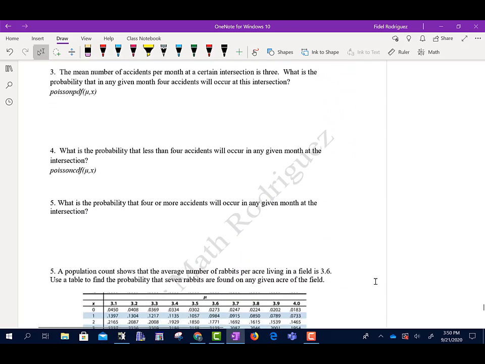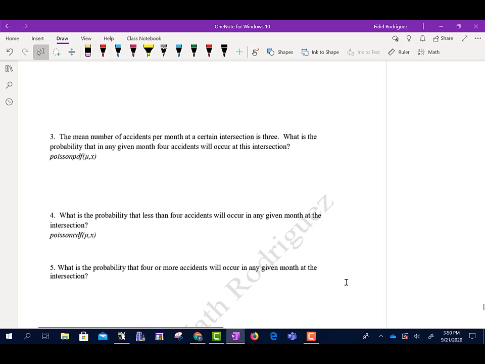Let's take a look at problem number 3 here. Oops, let me scroll up just a little bit. It says the mean number of accidents per month at a certain intersection is 3. What's the probability that in any given month 4 accidents will occur at this intersection? Okay, so remember we used the symbol mu to talk about the mean? So in here it says the mean of accidents per month, right?